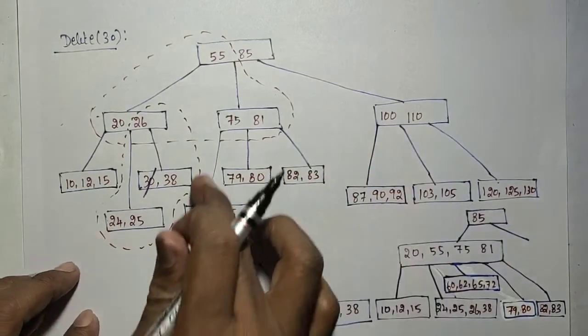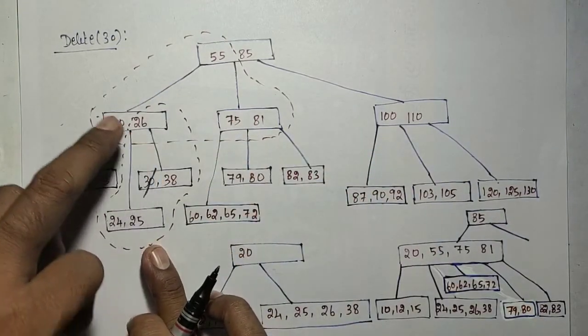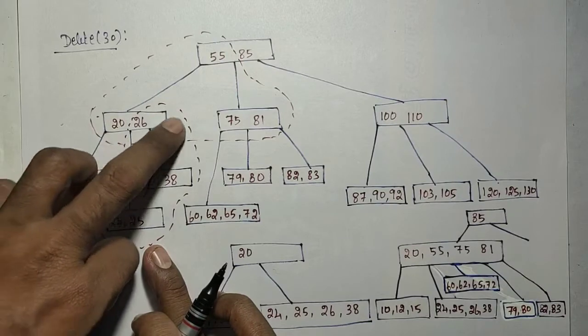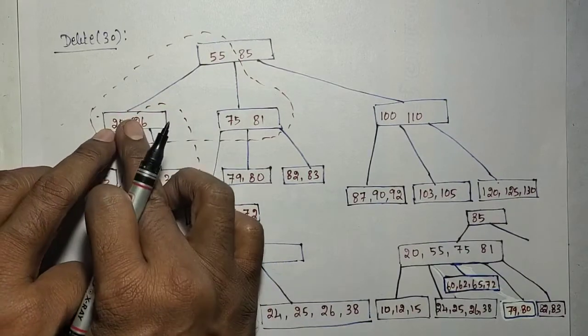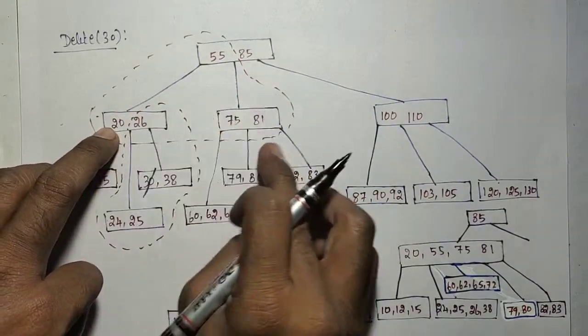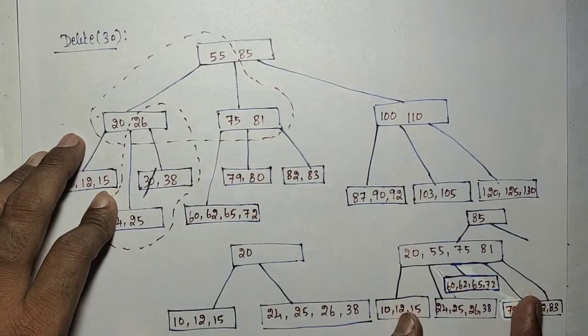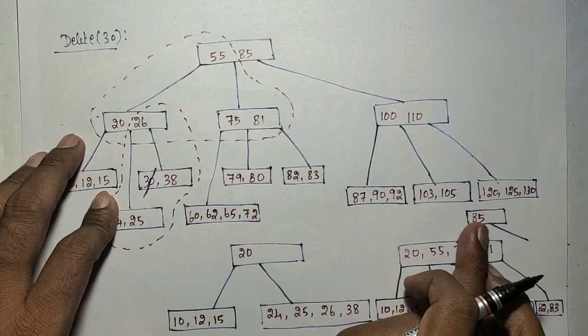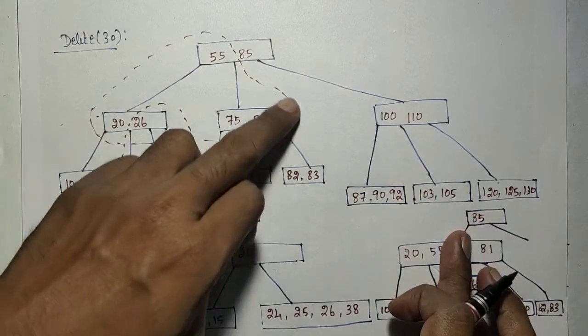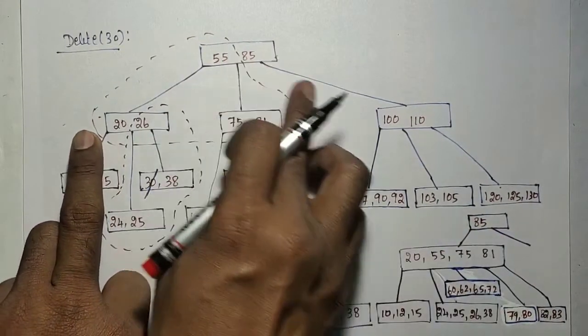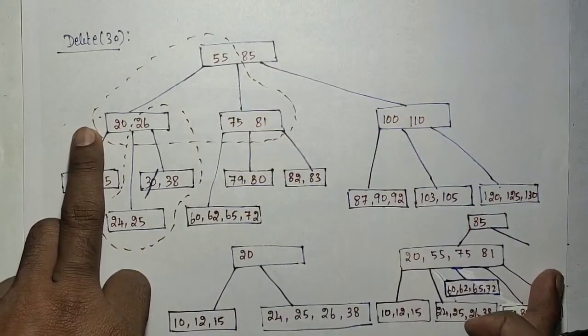So here we have merged. Because of merging we are losing one element in its parent. So we are merging that with this right sibling. That is how we obtain this result. The root is getting changed to only 85. The 85 left will be like this, and the right will be the same, this will be continued.